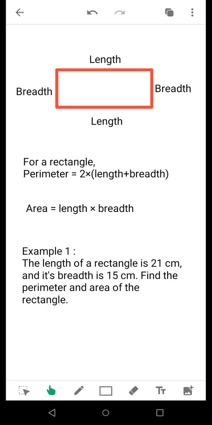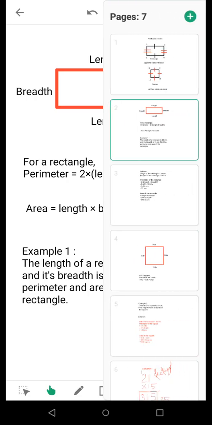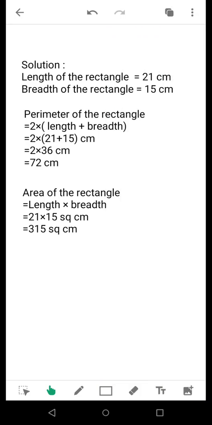How to calculate the perimeter and area of a rectangle. Example 1: the length of a rectangle is 21 centimeter and its breadth is 15 centimeter. Find the perimeter and area of the rectangle. The length and breadth are given and you need to find out the perimeter and area of the rectangle. We come to the next board for the calculation.